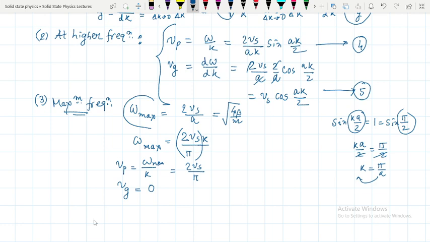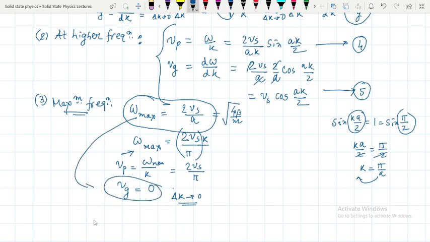If you take the derivative with respect to k, there is no k dependency term. Although here we can make the substitution as this, but this is not the inherent process. If you take the d omega dk as 2 Vs by pi, then phase velocity will be equal to group velocity, which is not possible because delta k does not tend to 0 in this case. So Vg will be 0 for this.